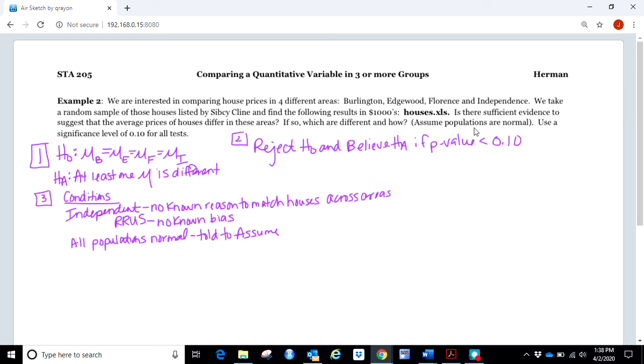Our last condition is one that we do assume, but we're going to go ahead and write it to make sure we know what we are assuming. It is that all of the population standard deviations are unknown but equal to each other.